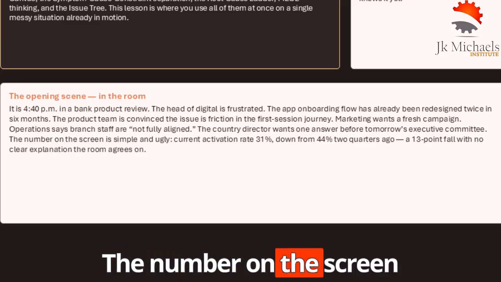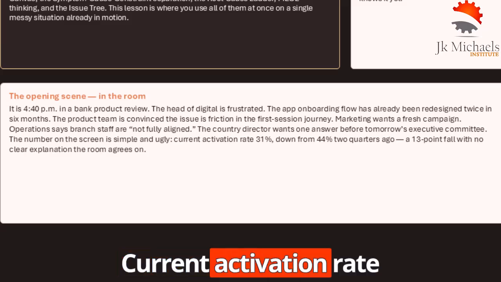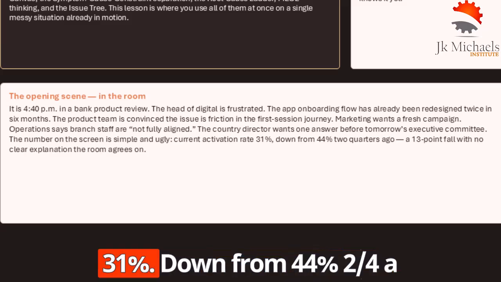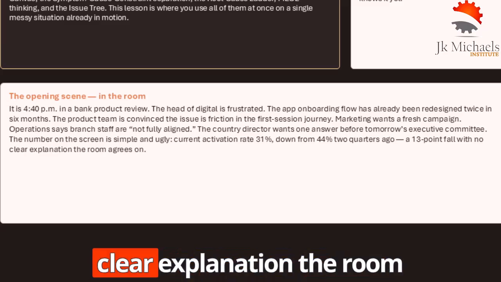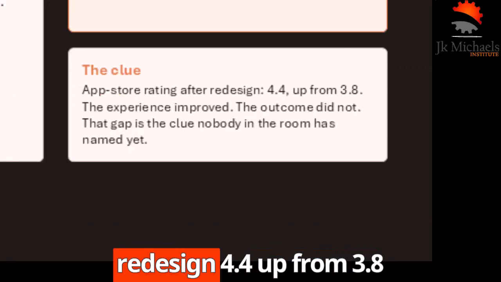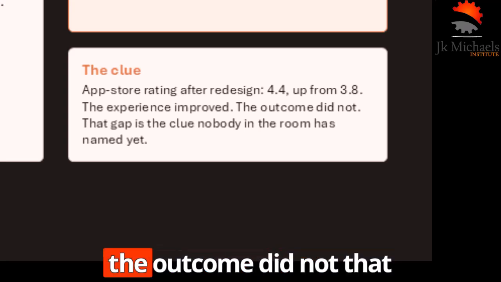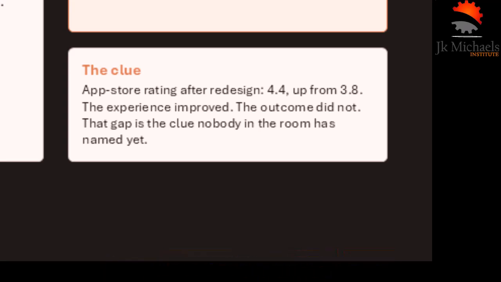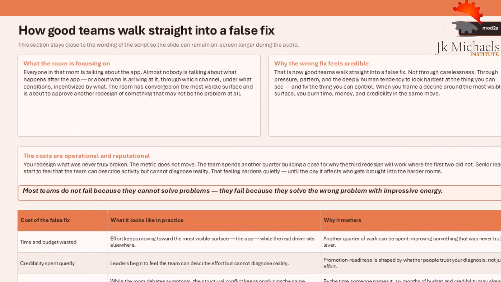The number on the screen is simple and ugly. Current activation rate, 31%. Down from 44% 2 quarters ago, a 13-point fall with no clear explanation the room agrees on. App Store rating after redesign, 4.4, up from 3.8. The experience improved. The outcome did not. That gap is the clue nobody in the room has named yet.